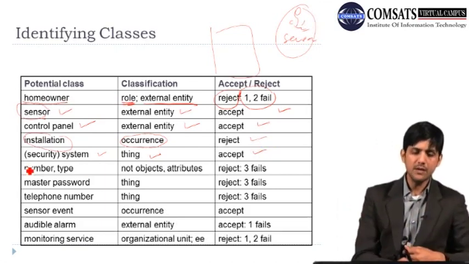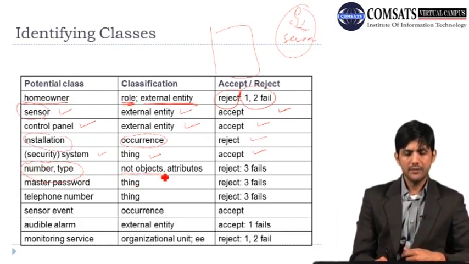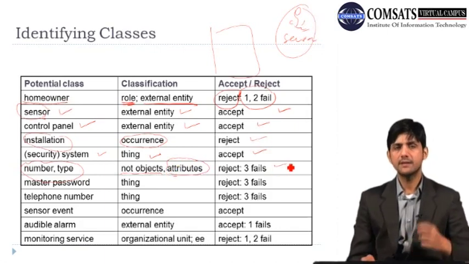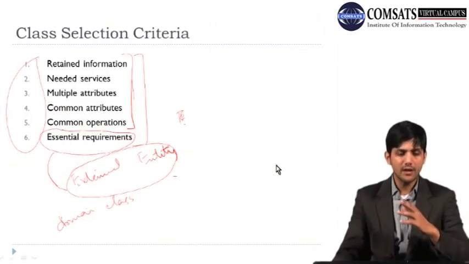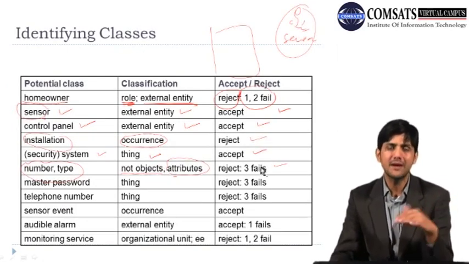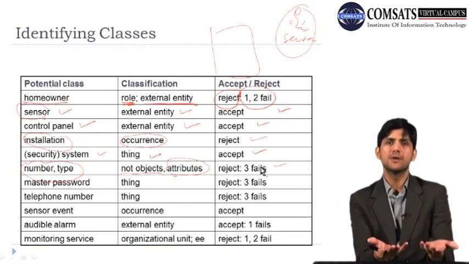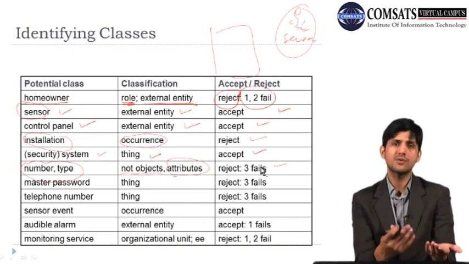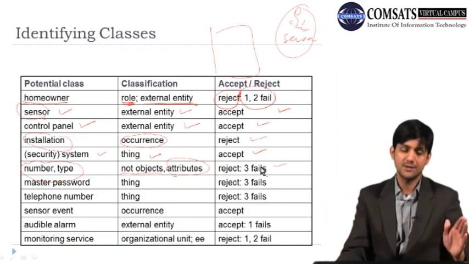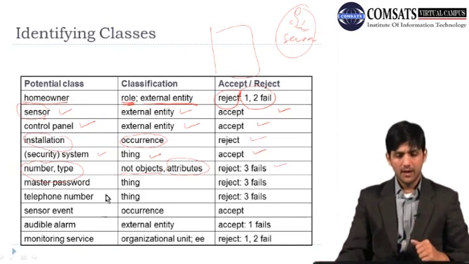Then we have these number and types. These are not objects, these are just attributes. And they fail the third criterion. And what was the third criterion? The third criterion was multiple attributes. Now this is just one attribute, a number and type. So it clearly shows, okay, this is just one attribute. So we do not need to store something about this attribute. So it just fails criterion 3. So okay, we say it's a reject. Similarly, master passwords, it's a reject. Telephone number, it's a reject.